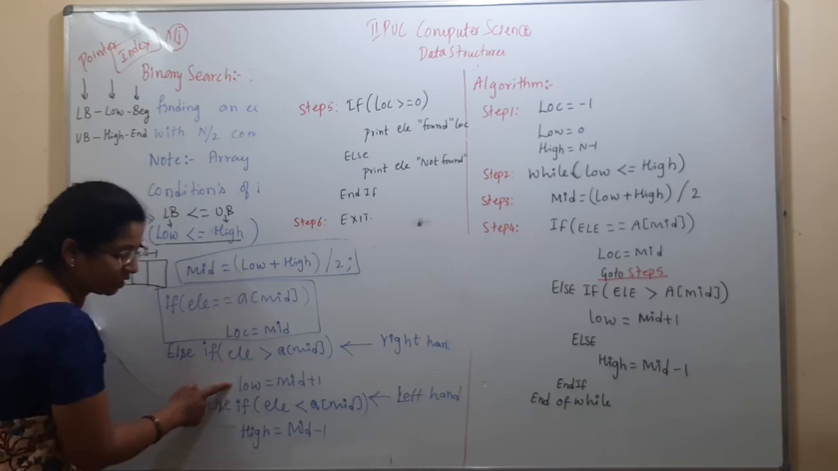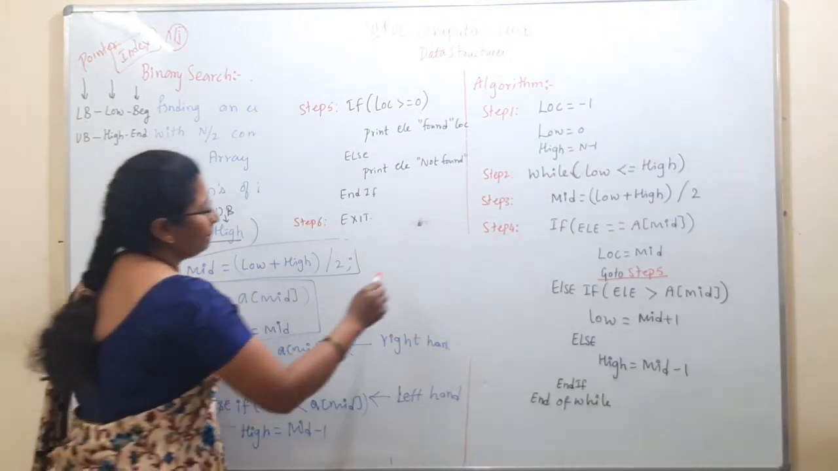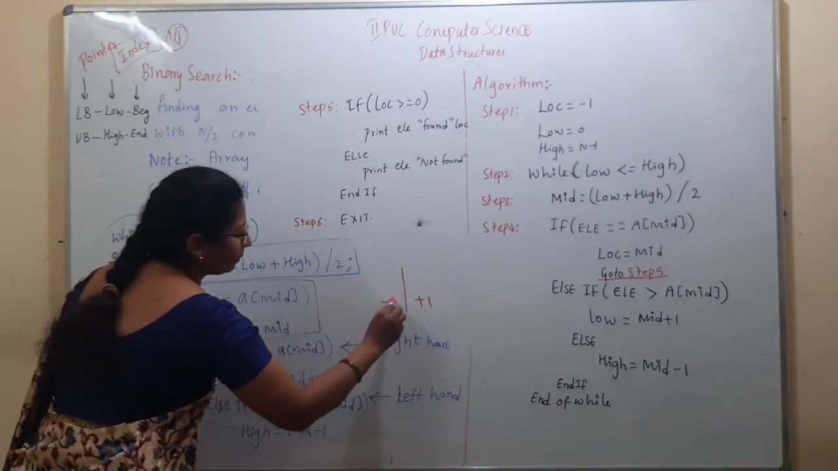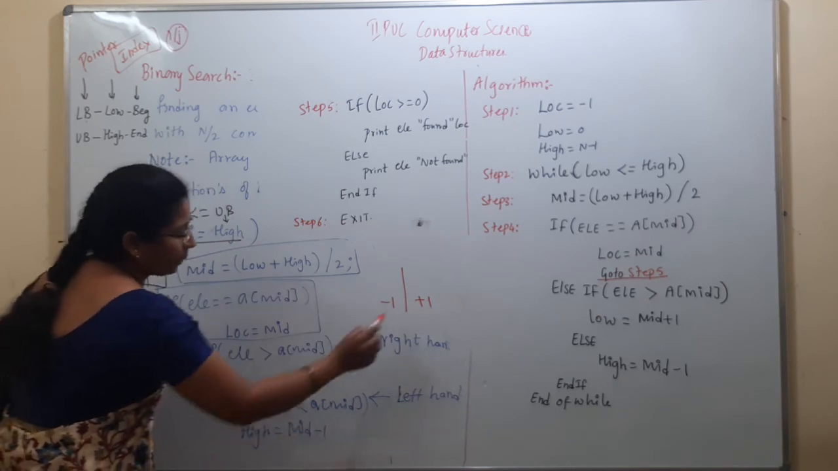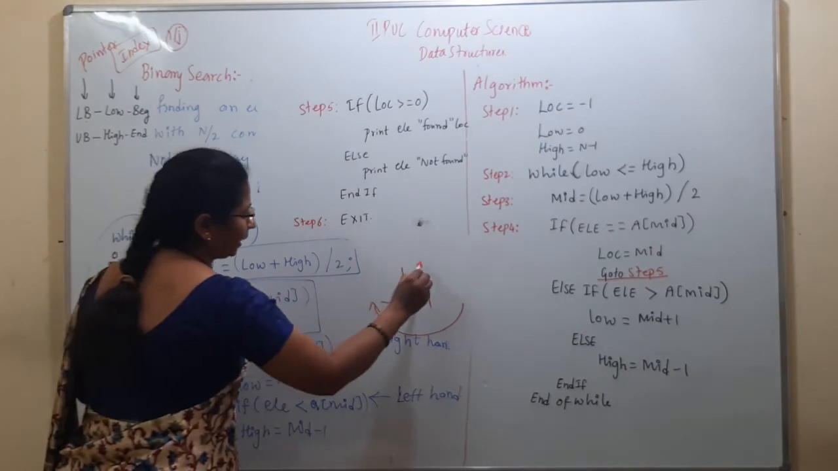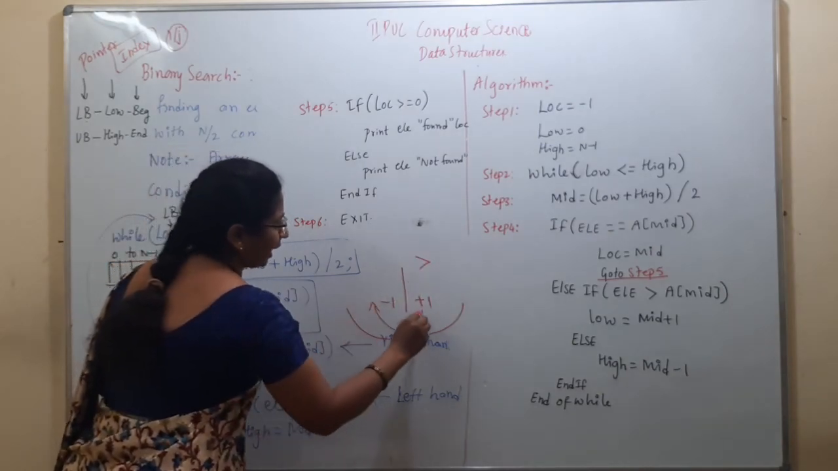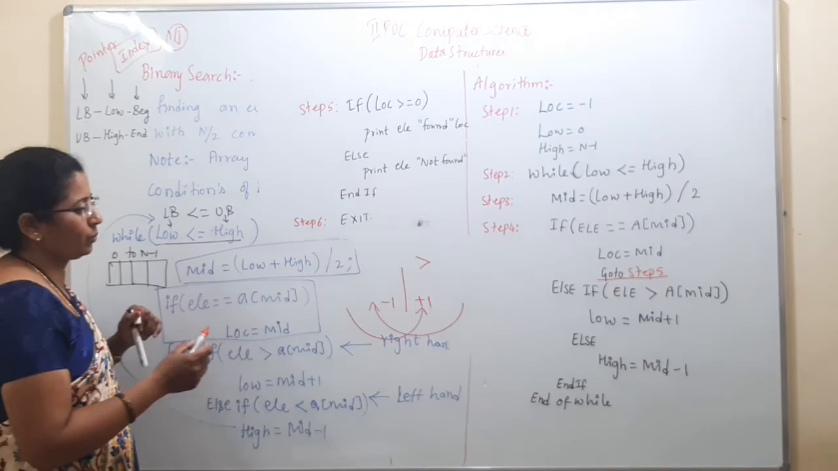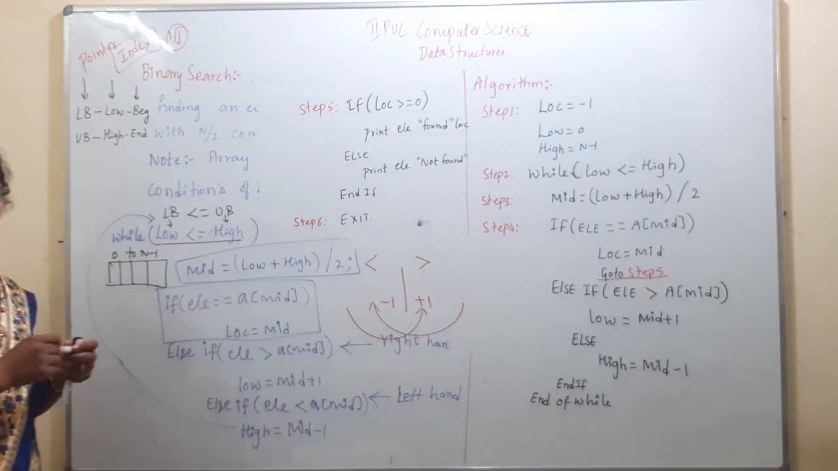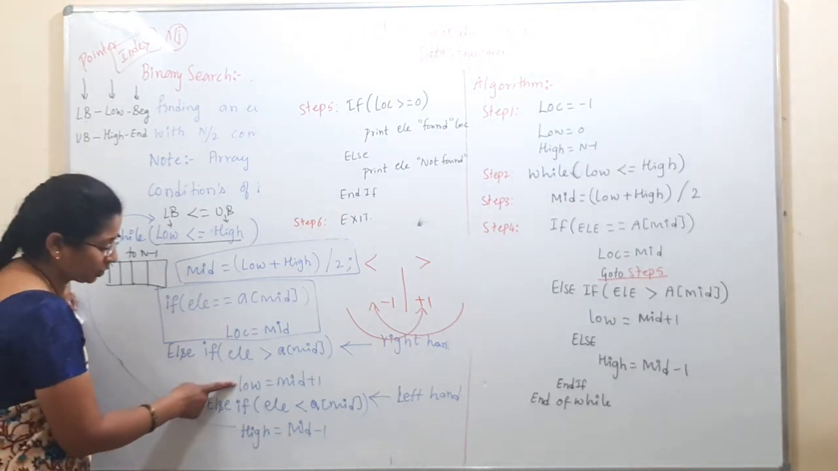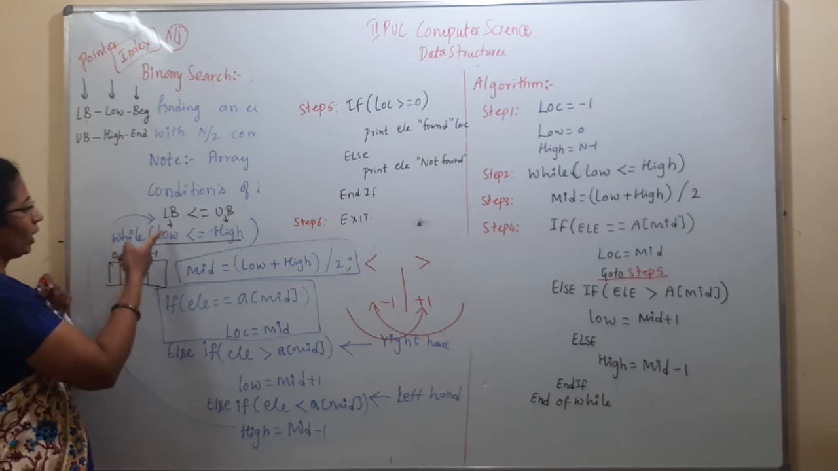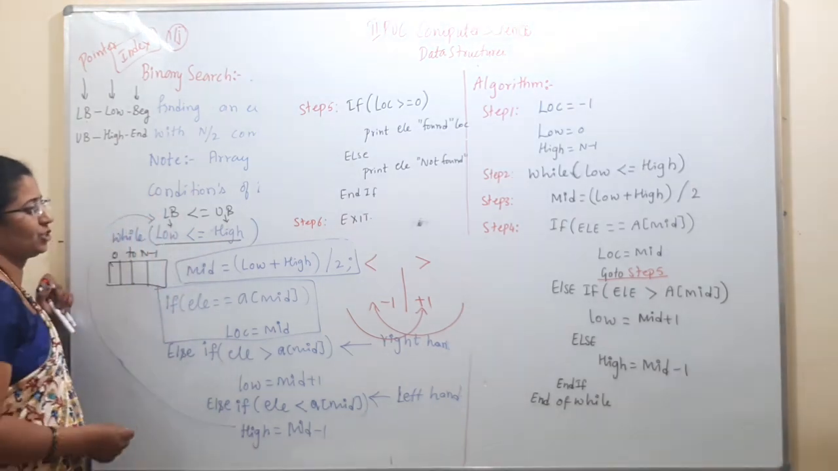If it is greater, change the low value to mid plus 1. If it is less, change high to mid minus 1. Which pointer? The high pointer has to be brought towards the left hand side. If it is greater, then the low pointer has to be brought to the mid's next value. Depending on less than and greater than, we need to shift the pointers, low and high. Again this process will be repeated in the while loop with a comparison.